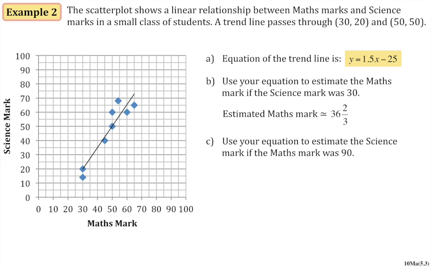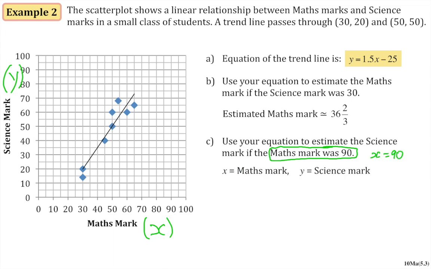Let's have a look at part C now. Part C says use your equation to estimate the science mark if the maths mark was 90. Now if the maths mark was 90, and remember the maths mark is x, the science mark is y, that means I'm using x equals 90. So let's use our formula. There's our formula for the line of best fit. X is now 90. So where I see x, I put 90 in its place. I put that into the calculator. It's basically just 1.5 times 90, take away 25. You end up with 110.